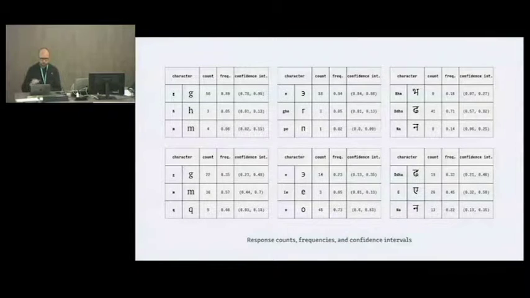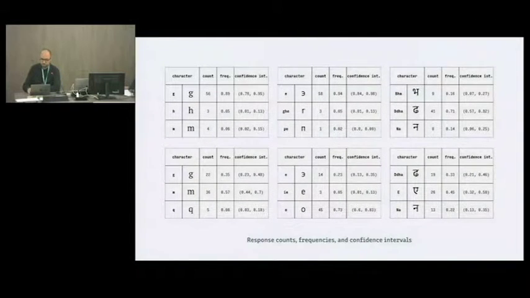So for example, I tried here to provide some... I think the top ones are those where there was one really clear answer. So for Latin there is G, H, and M. These are actually in the second column, these are the actual shapes the participants were shown.